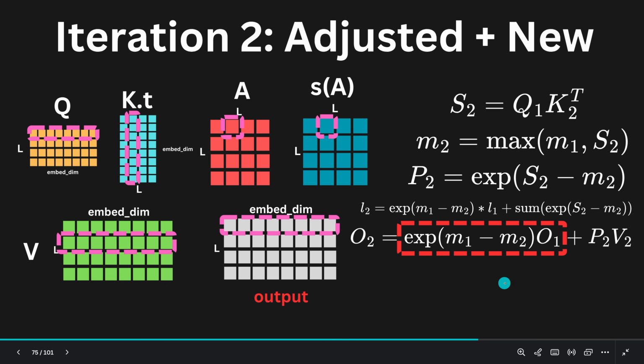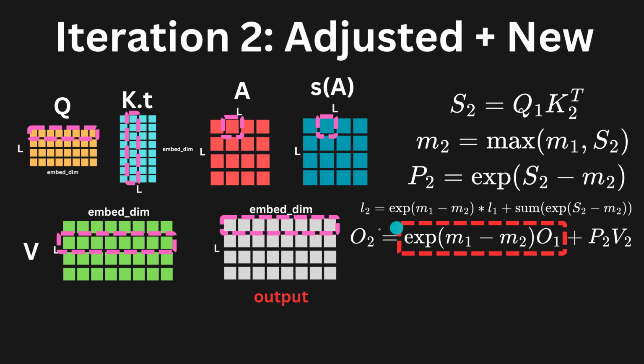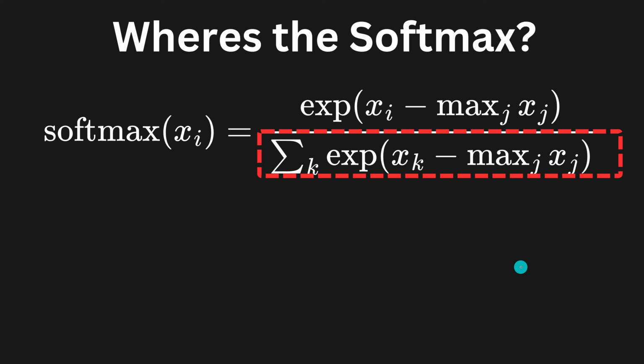So this looks really no different. This is the same as the online softmax earlier. It's just that instead of doing it for the running sum L1, we're doing it for O, but it doesn't change anything else. And of course, that's the new term.